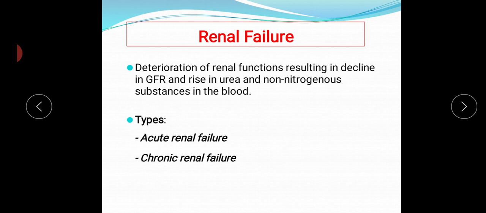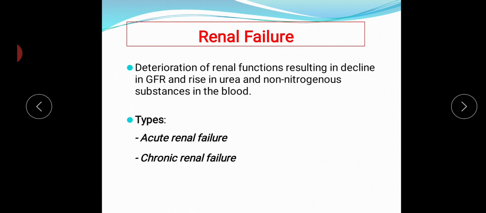Now coming to the next important portion of this applied aspect: renal failure, kidney failure. You are aware of this term. Kidney failure means there is a deterioration of renal function that results in a decrease in the GFR, and because of that there will be a rise in urea and certain other waste products that have to be removed by the kidney. The main function of the kidney is to remove waste, mainly urea, creatinine or other NPN substances. But if there is renal failure, the kidney will not be able to remove this waste, and it will accumulate in the body and may lead to various complications.